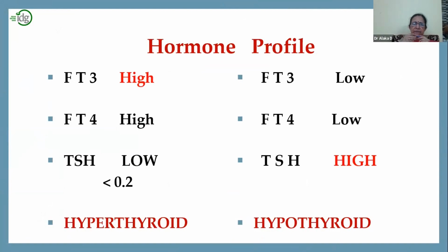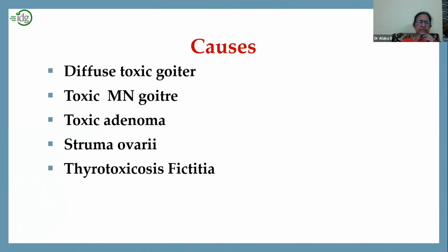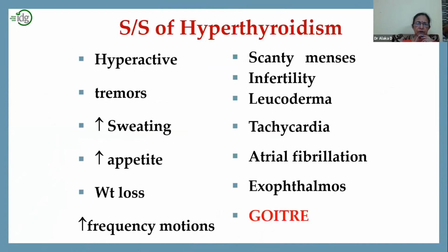In hyperthyroidism, the active hormone is of course free T3. So free T3 is high, free T4 is high. And because they are high, there is negative feedback to the pituitary. So TSH is low, less than 0.2. In hypothyroidism, I said thyroid hormones are low, FT3, FT4 are low. Feedback to the pituitary, the TSH is high. So when TSH is high, hypo. When the TSH is suppressed to less than 0.2, it may be hyperthyroidism. The causes are again goiters, diffuse toxic goiter, multinodular goiter, toxic adenoma and all.